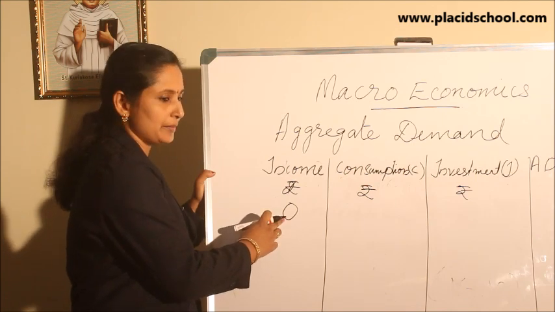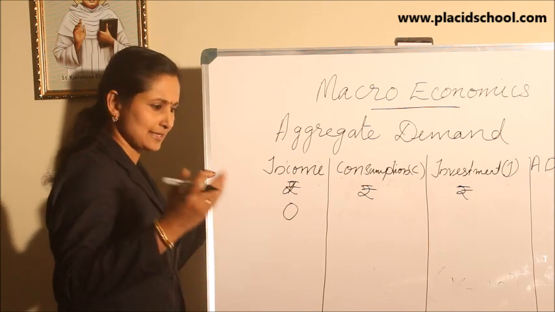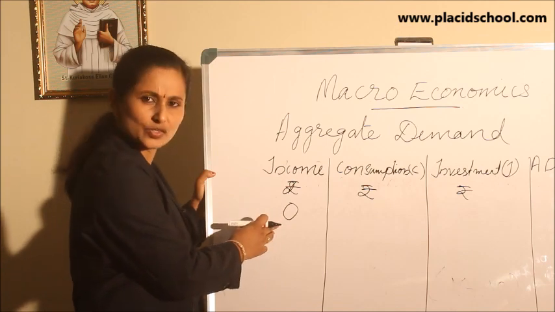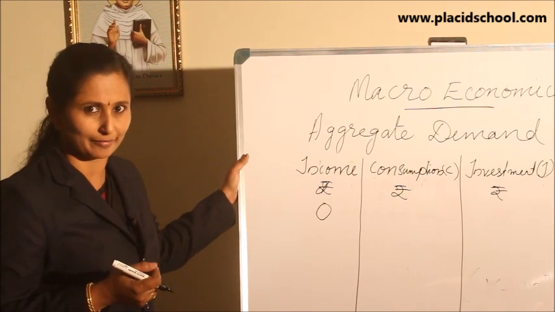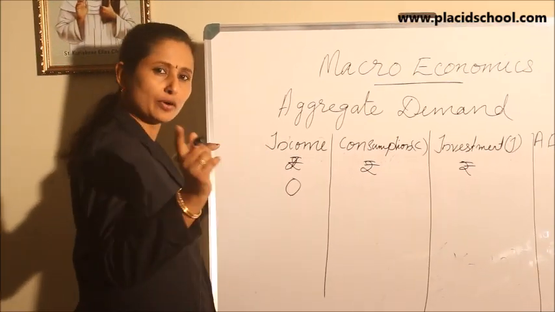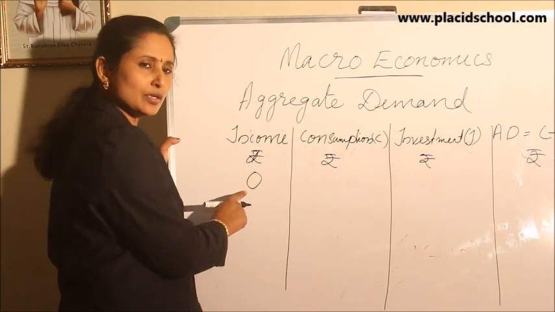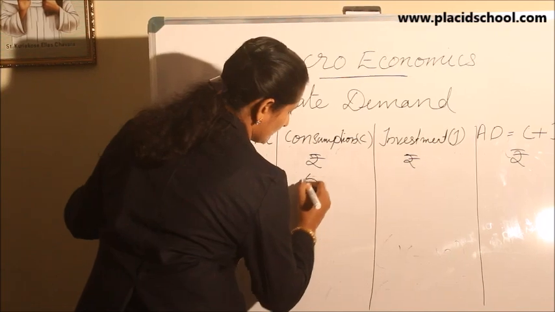The beginning level of income is 0. Let us assume that the first level of income is 0. But people need certain money to buy the necessaries of life. So, consumption cannot be 0. Consumption at 0 level of income is 50 rupees.